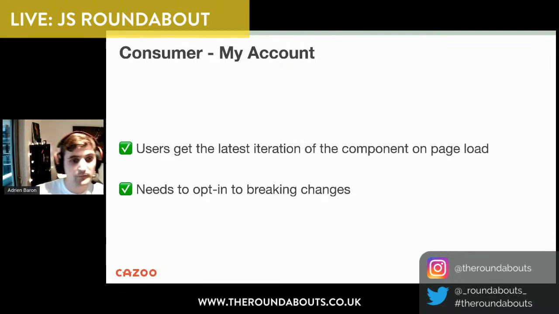For the consumer, my account, users get the latest iteration of the component on page load. Whenever you load my account, it's pulling the latest components at runtime. And they need to opt into breaking changes, meaning they don't care about non-breaking changes, but when there's something breaking, they can upgrade the version and make sure everything works.